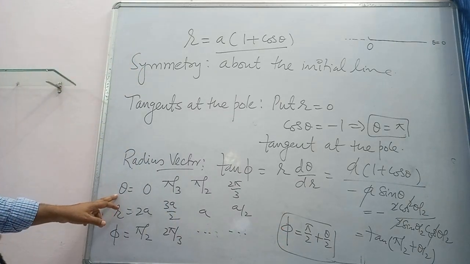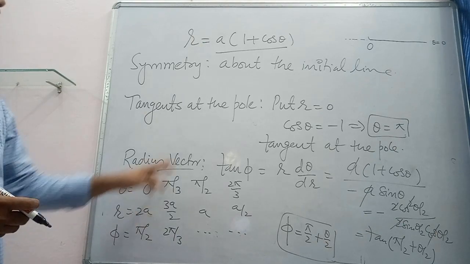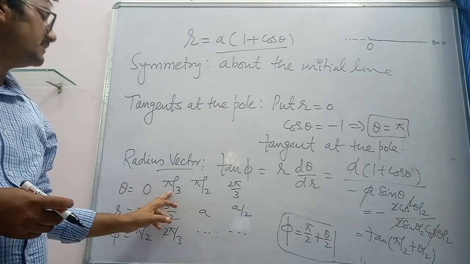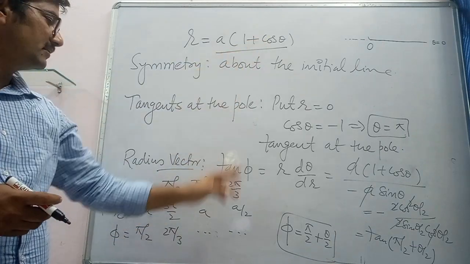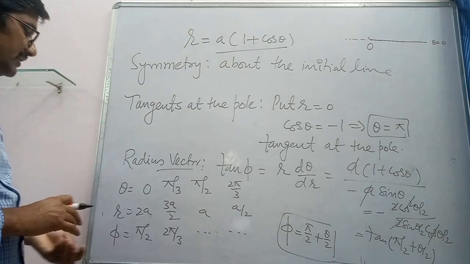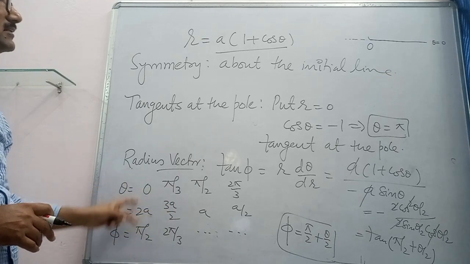So we have chosen these simpler values of theta. Theta is equal to 0 because cos 0 is 1. Pi by 3 means 60 degrees. Pi by 2, 90 degrees. 2 pi by 3, cos 120 degrees. So we have put these here and we can find the values of r. So we can locate these points.